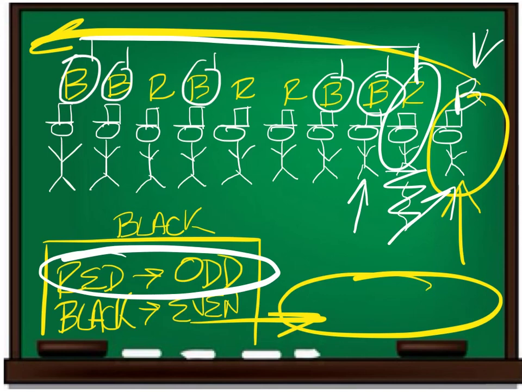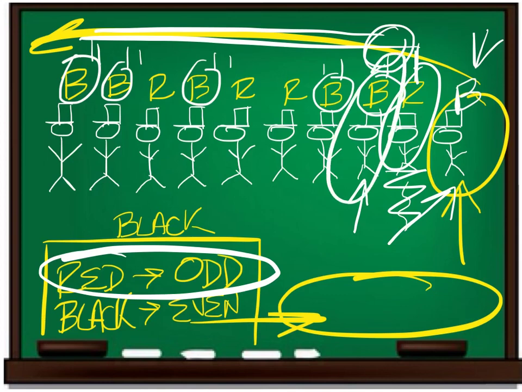Now this person here is going to look out in front of him and see 1, 2, 3, 4, 4 black hats. So he knows that there was an odd number of black hats. The person before him answered red and stayed in. Therefore, he must have a black hat. And this pattern continues on until the very last one.